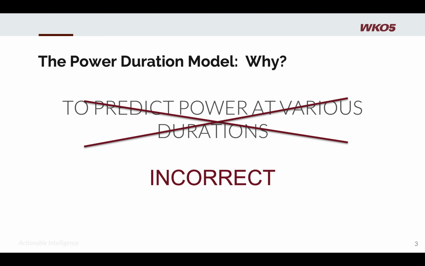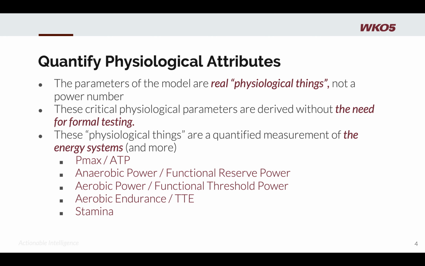What we really wanted to do was to produce a model that did estimate power at various durations, but gave us understanding of the underlying physiology that drove that performance. So when you look at the power duration model, why it's unique is that the parameters of the model are real physiological things, not a power number. When I say physiological, it might be better to say metabolic or muscular metabolic, and it's literally helping us understand how you produce that power.